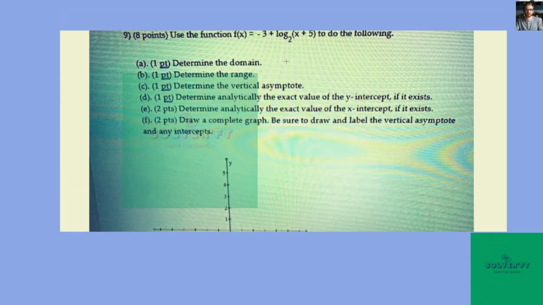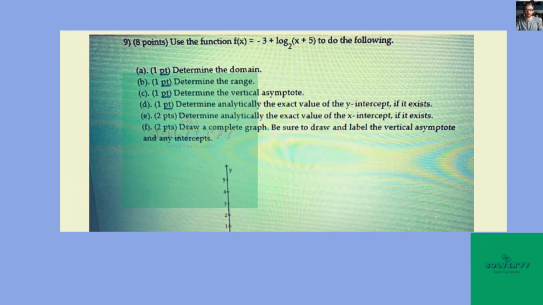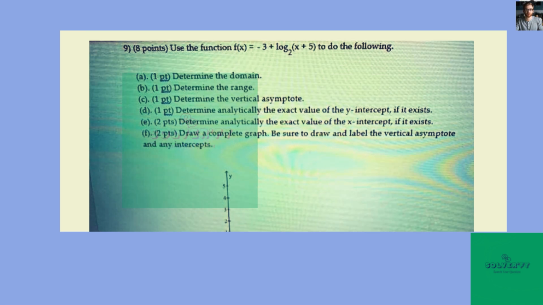We can only evaluate logarithms that are greater than 0. So x plus 5 has to be greater than 0, and so that would mean x has to be greater than -5. So the domain would be from -5, not included, to infinity. The range is going to be all reals.